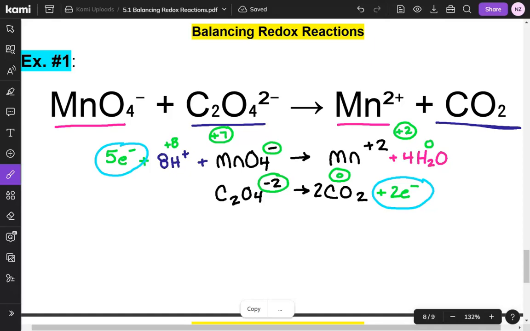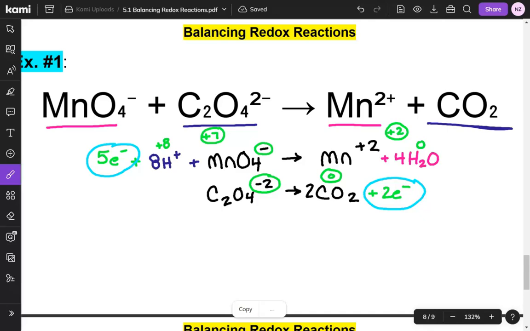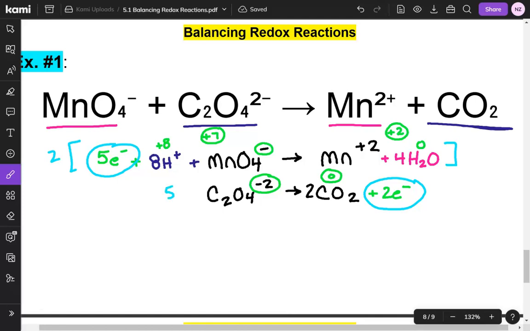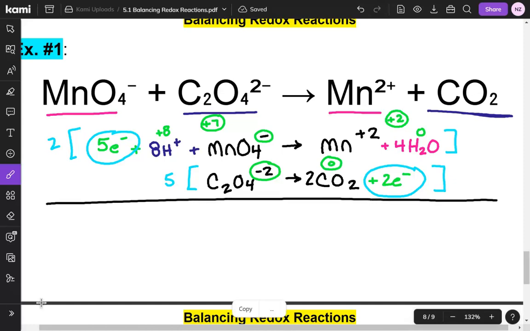The least common multiple between 2 and 5 is 10. So I want to multiply the top reaction by 2 to get 10 electrons. And I'm going to multiply the bottom reaction by 5 to get 10 electrons. So now I'm going to rewrite both equations, and I'm going to multiply that number through. So 2 times 5 is going to give me 10 electrons.